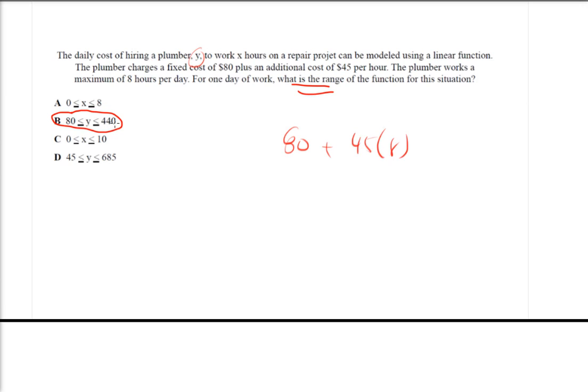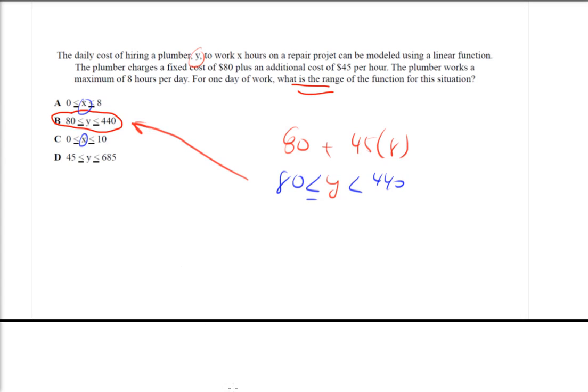So actually the range is not going to be this, this is the domain. We're not talking about the domain, we're talking about the range. So the range, we're going to pay between 80 and 45 times 8 hours. 45 times 8 is 440. So the range is going to be between 80 and 440. That's why it's B.